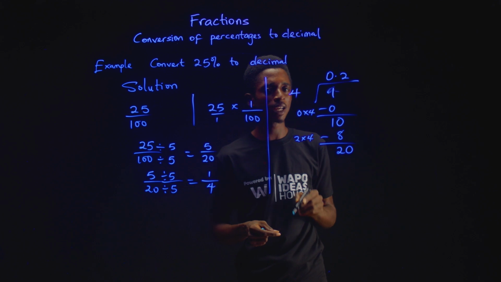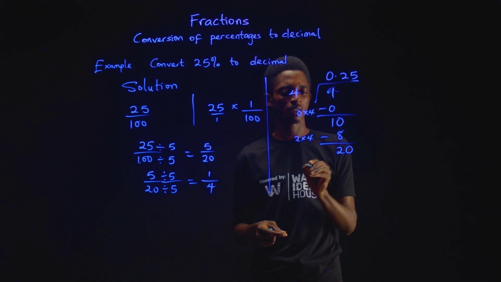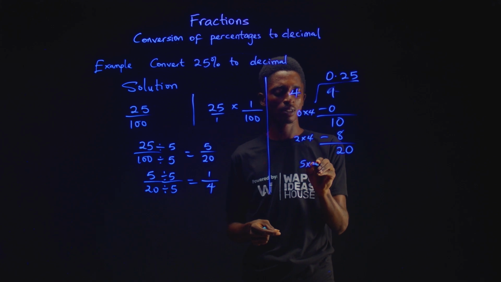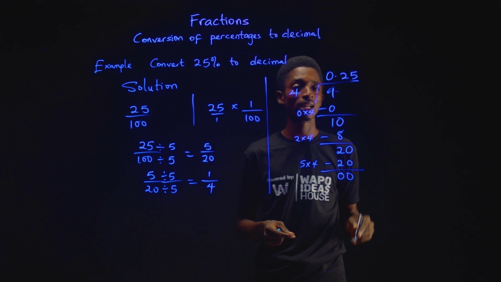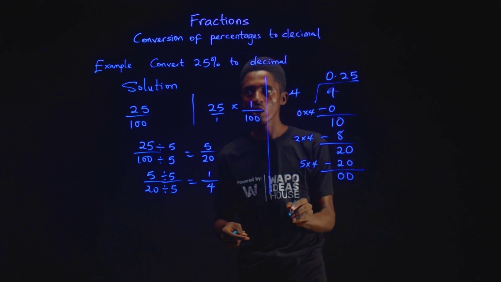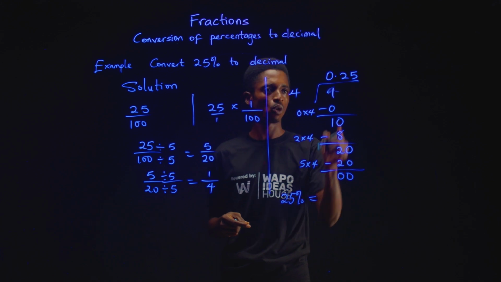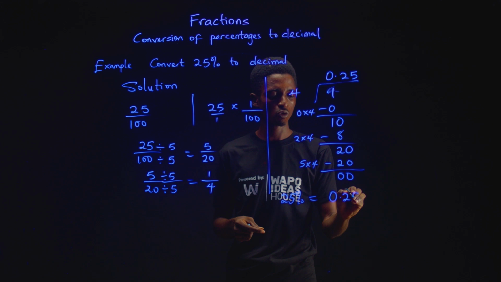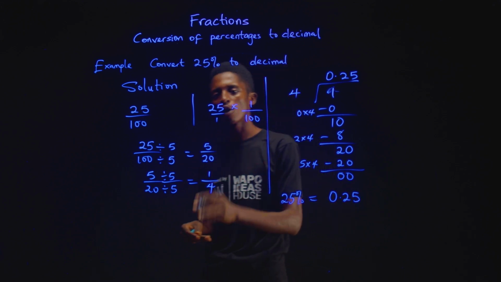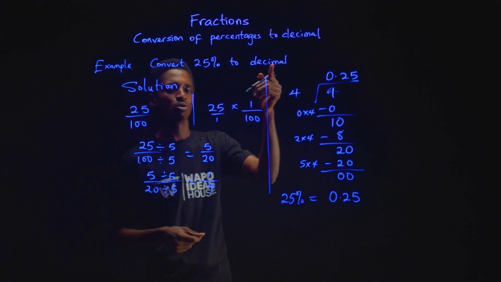Add another 0 here. Now 4 in 20, that will give you 5. And then 5 times 4 will give us 20. When you subtract, you see there's no other number left. So therefore, we can now say that 25% equals our answer here, 0.25. By following these steps, you too can convert from percentages to decimals.